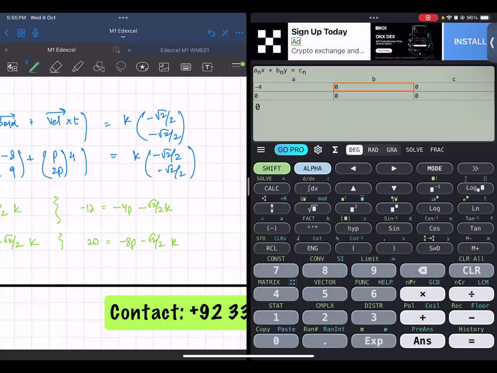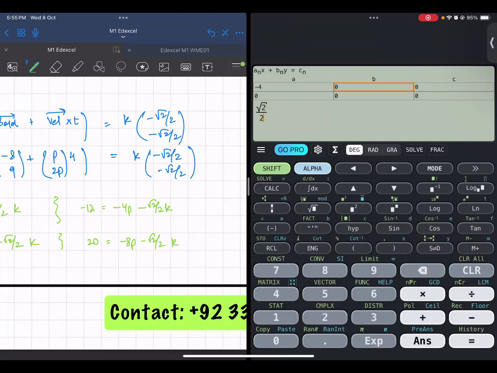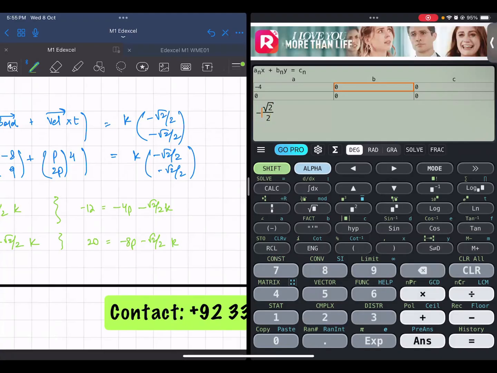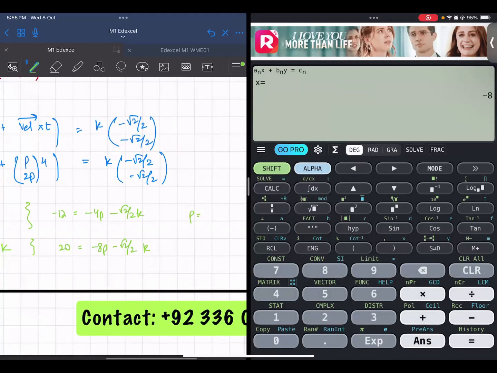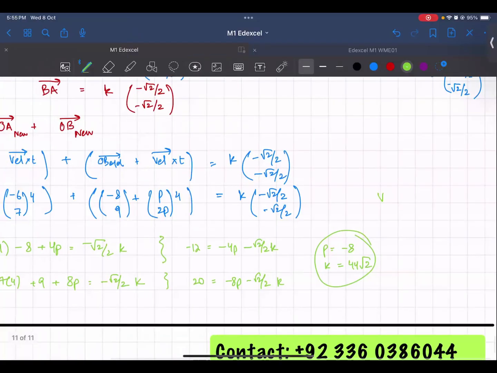Minus 4, root 2 over 2, sorry, root 2 over 2, this is also negative. And this is minus 12, and this is minus 8, negative root 2 over 2, and 20. So look, your answer for p is coming out as minus 8, and your k is 44 root 2. If p is negative 8, the velocity of B was p and 2p, so this becomes minus 8 and minus 16.